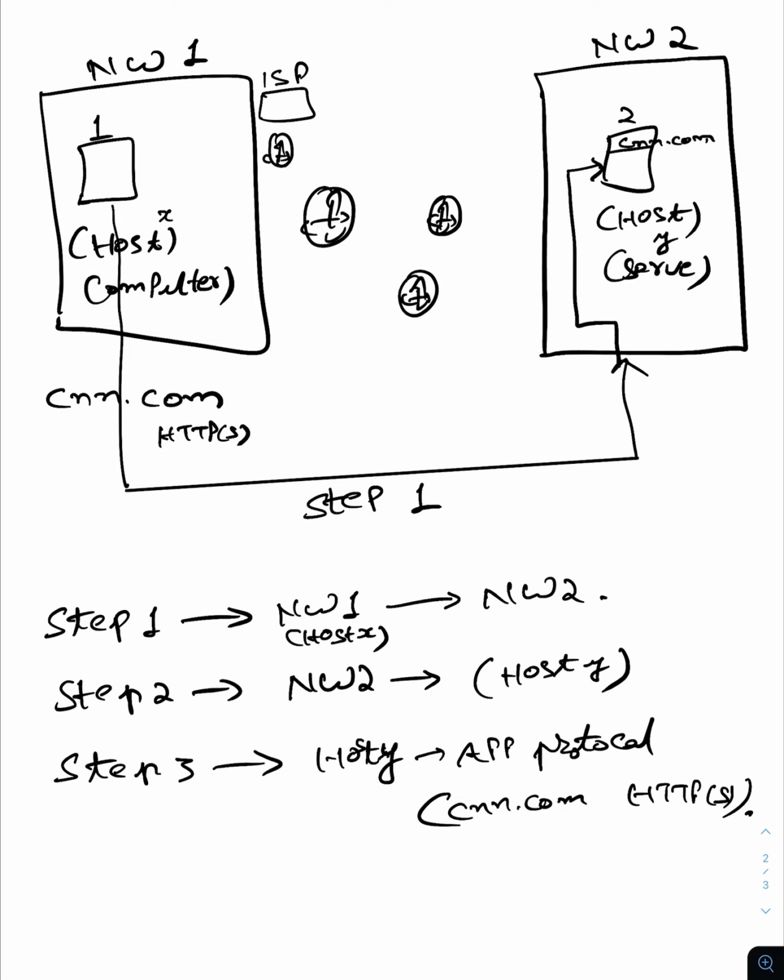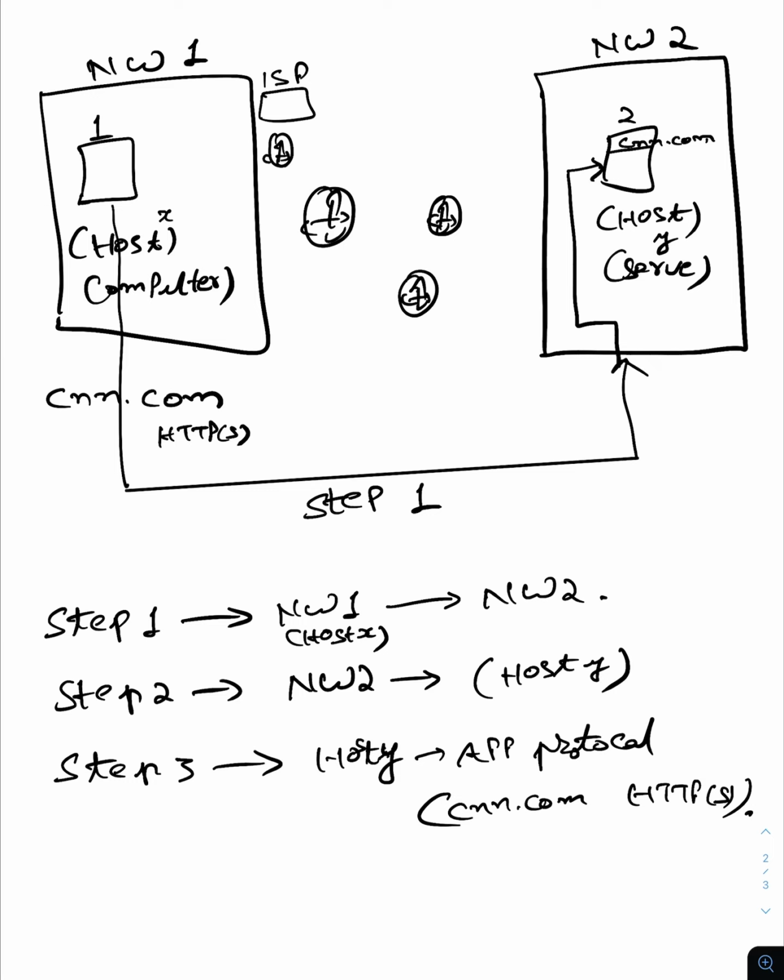So step 1 is the request goes from host X in network 1 to network 2, and the second step is within network 2 it goes to the particular server, or host Y, in network 2, and step 3 is whatever application it wants to look for, like cnn.com or youtube.com. So I can explain a little more about step 3 here, just the basics.